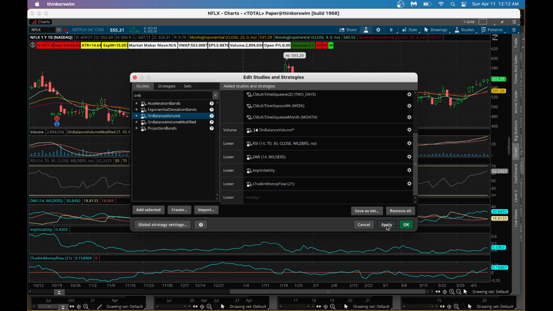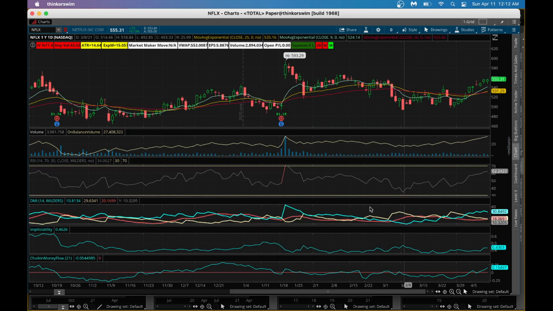So when I apply this, I got on balance moving average. That tells me for Netflix right now, on balance moving average is going up. That means people are buying this stock. It's a bullish indicator. I like to see on balance moving average going up like this. That tells me stock is bullish.